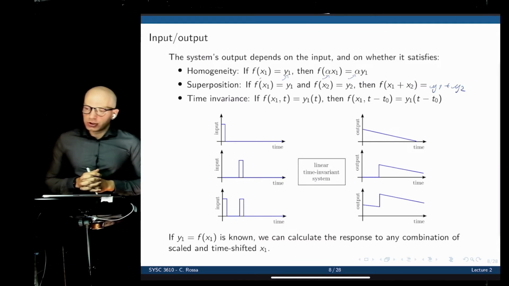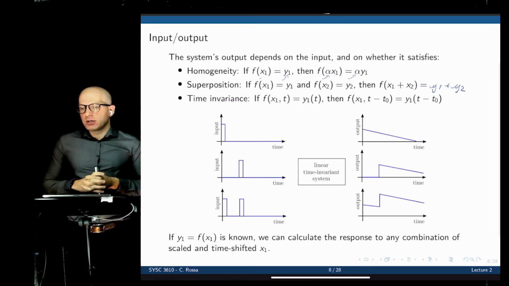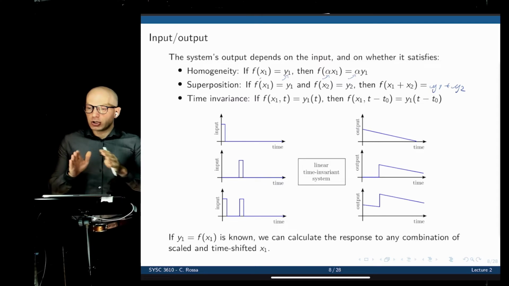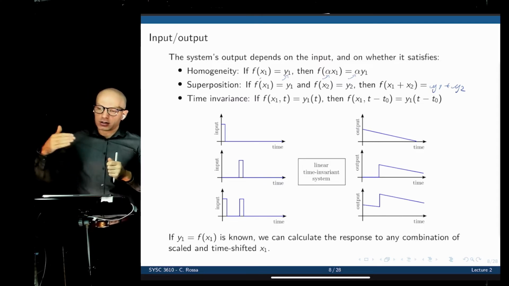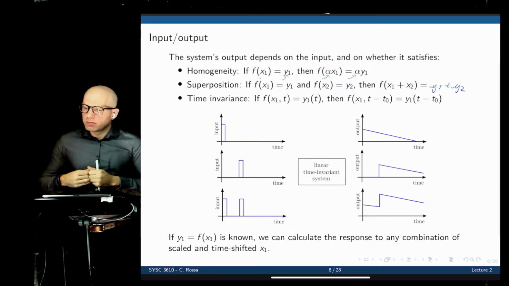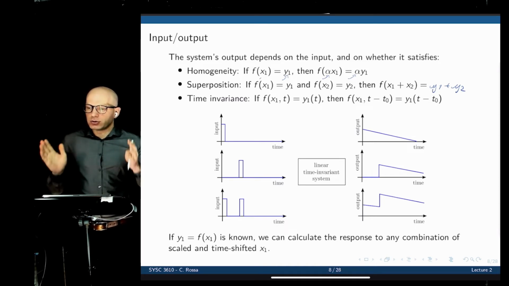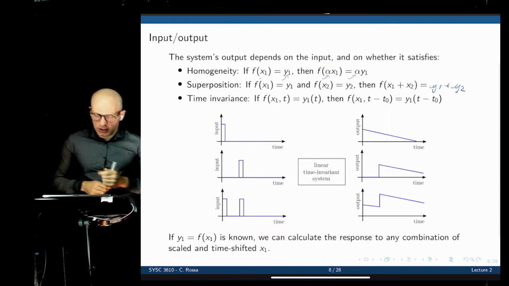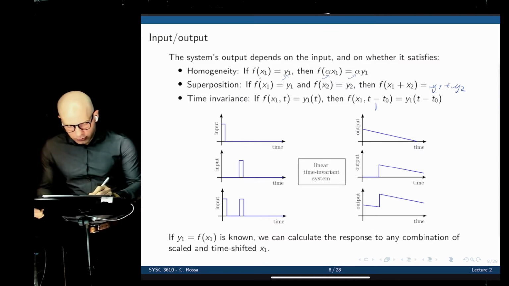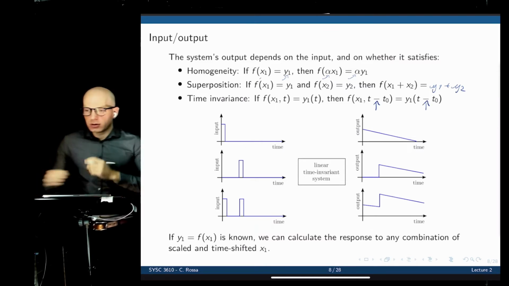And the last condition is time invariance. Time invariance means that the system parameters do not change over time. If you apply an input to the system at time t, or t0 seconds from now, the outputs will be the same, just shifted over time. And there is a typo in the lecture notes. This should be negative instead of positive.